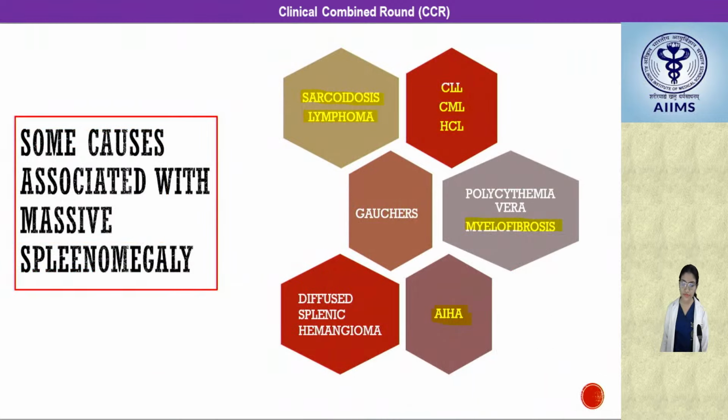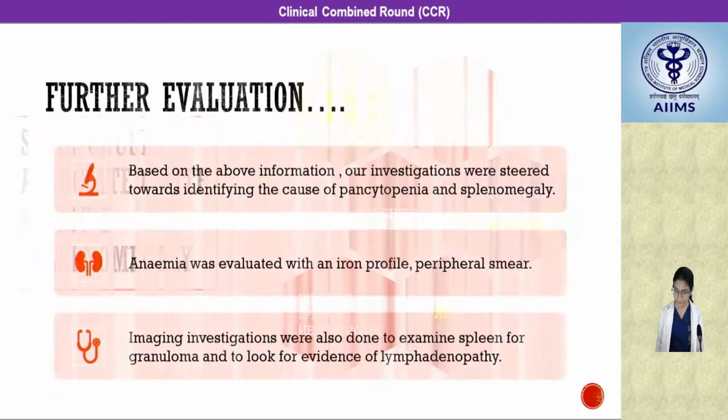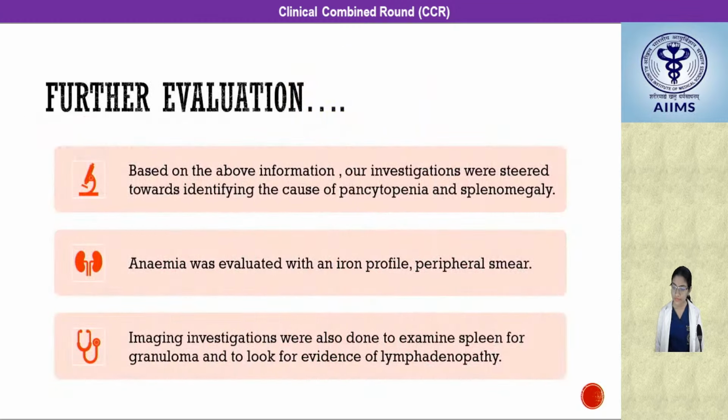Of these, the causes which were found associated with massive splenomegaly, like in our patient, were sarcoidosis, lymphoma, chronic lymphoid leukemia, chronic myeloid leukemia, hairy cell leukemia, myelofibrosis, and autoimmune hemolytic anemia. Based on the above information, our investigations were steered towards identifying the cause of pancytopenia and splenomegaly.